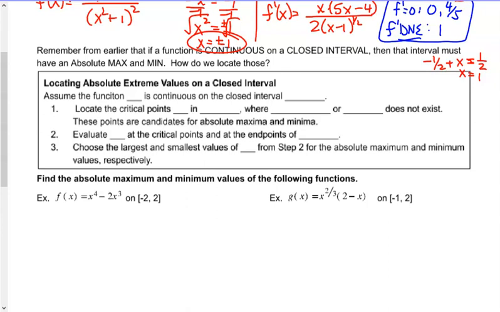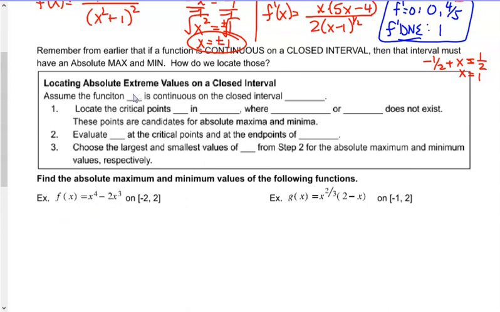All right, so remember from earlier that if a function is continuous on a closed interval, then that interval must have an absolute max and min. That was the extreme value theorem. How in the world are we going to locate those? So what we need to do here, here's some steps to answer the question, find the absolute max and min given a function. We looked at graphs and found absolute max and mins, but not necessarily functions. So, given it in a function form.